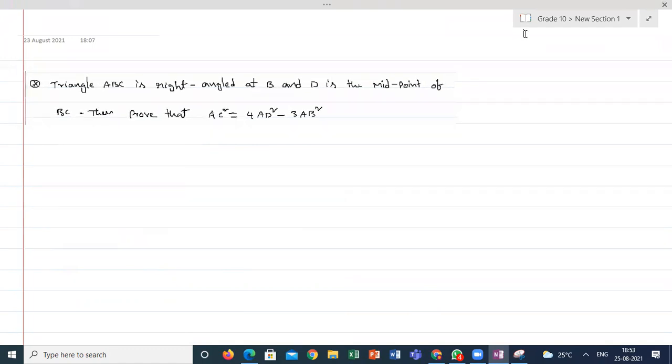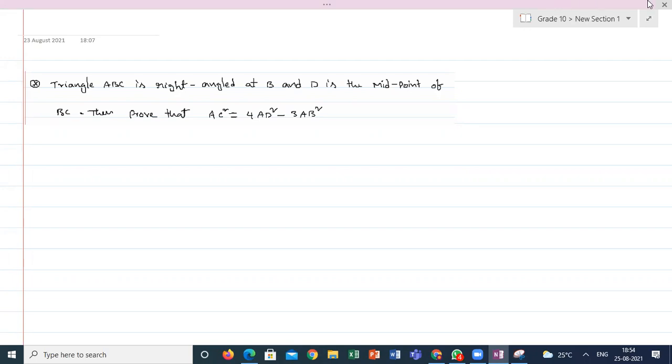Triangle ABC is a right angle triangle at B and D is the midpoint of BC. Prove that AC square is equal to 4AD square minus 3AB square. Please, how to do this question? D is the midpoint of BC. So, guys, anyone got the answer for this?